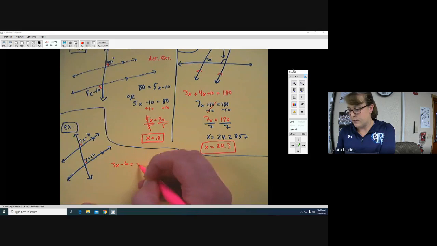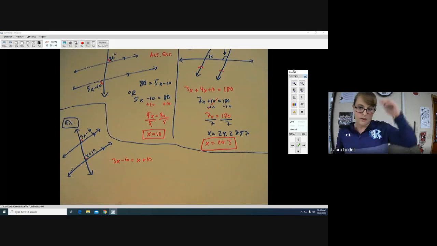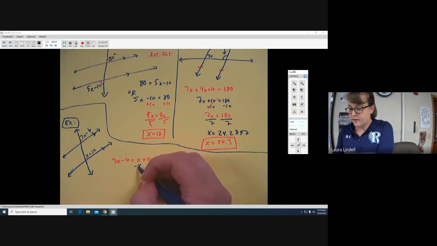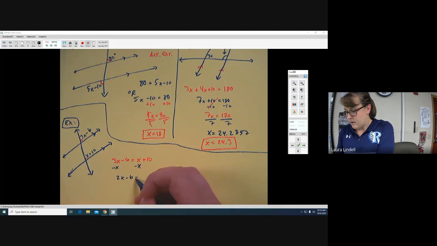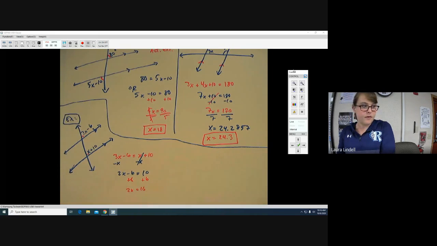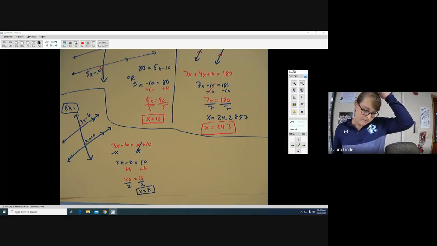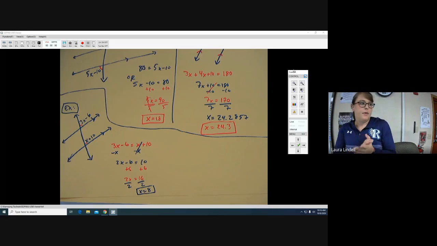3x minus 6 equals x plus 10. Okay, so then we just have to solve that for x. So what I would probably do is subtract an x from both sides first. And then add 6 to both sides. And then divide by 2 on both sides to get x equals 8. Okay. Any questions on that one?